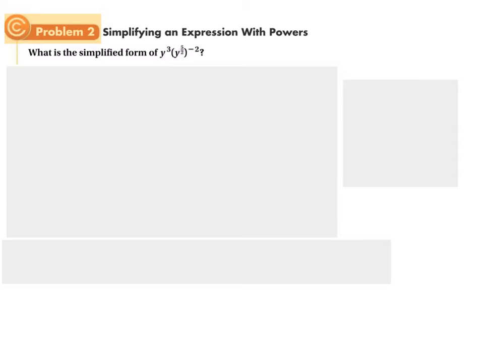Okay, simplifying an expression with powers. What is the simplified form of this? y to the 3rd times y to the 5/2 raised to the -2. And man, yikes, where do we start?